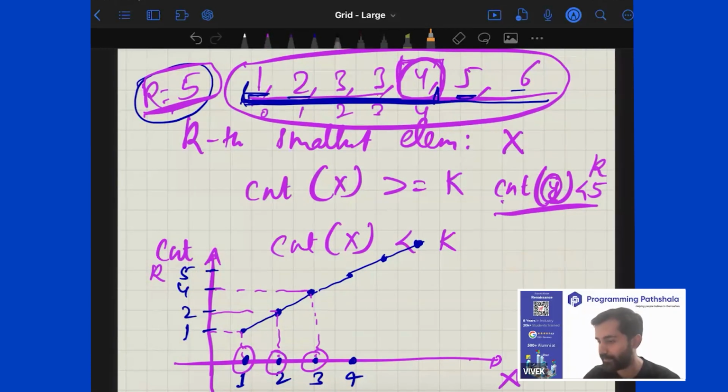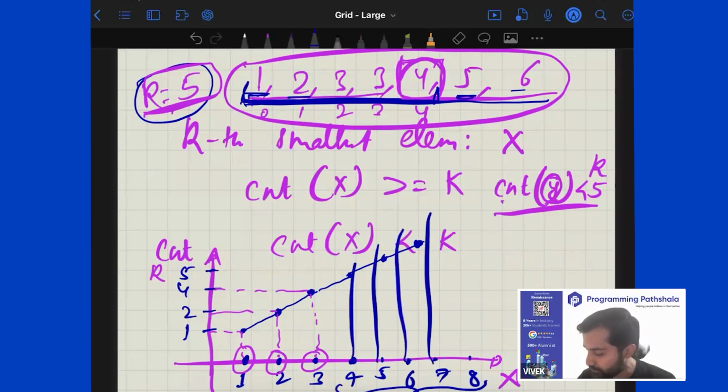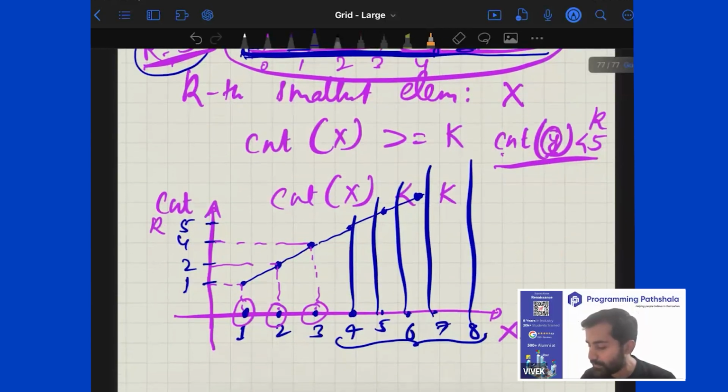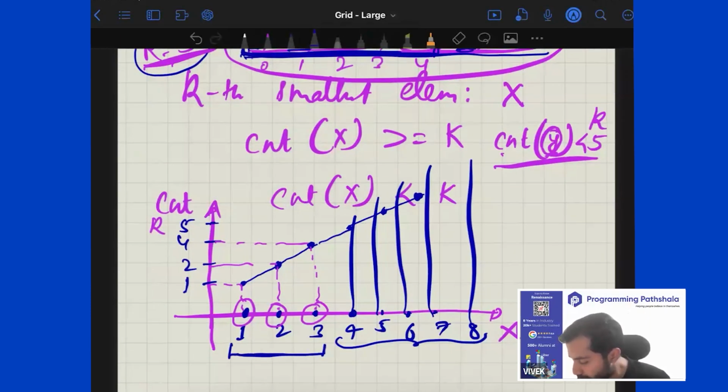Now, if at this point 4 you got a value which was k, then at point 5, point 6, point 7, point 8, at all these points, you will get values which are even greater than or equal to k. What is it that we want to find? If you look at this carefully, these are the points where count is smaller than k, and these are the points where count is greater than or equal to k. What will be my answer? My answer will be the first such point where count is greater than or equal to k.